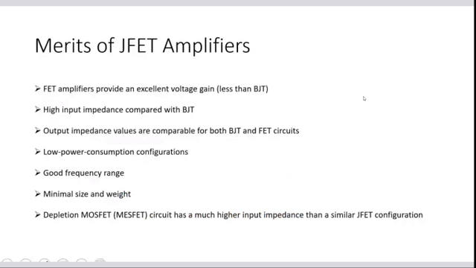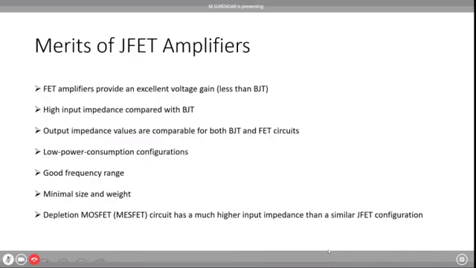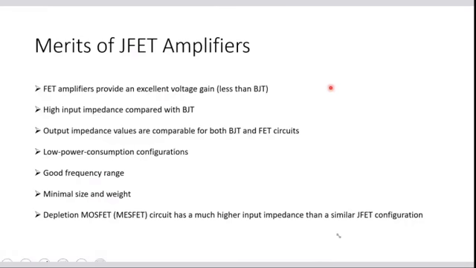See, what are all the merits we have seen for the FET versus BJT? That is according to the device, so the device merits will be reflected in the amplifier system. These are some of the merits of JFET amplifiers compared with the BJT. The FET has an excellent voltage gain, but it is still less than the BJT, and it has a higher input impedance compared with the BJT. In the previous discussion of feedback amplifiers, I said why we require a very high impedance when designing an amplifier.